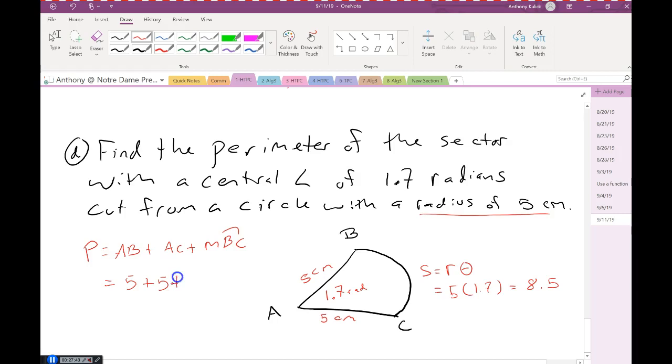So I have, at the end of the day, that my perimeter is 18.5 centimeters. Everybody happy with that? Again, was it really any different than the things we were doing before? No, right? We just had this additional picture.